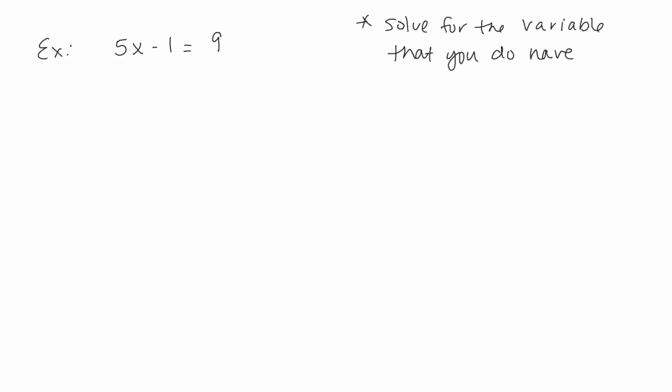So I want to get the X alone. First thing I need to do is get the term that contains the X alone. So I'm going to add 1 to both sides. That gives me 5x is 10. I then divide by the coefficient of X. So I have to undo that multiplication of 5 and X. So I undo the multiplication of 5 by division. 5 divided by 5 is 1x. And then 10 divided by 5 is 2. So X equals 2.